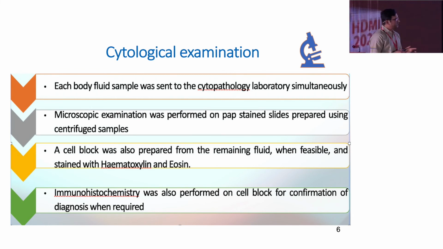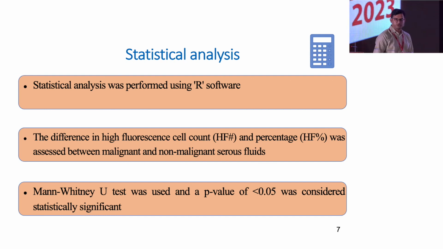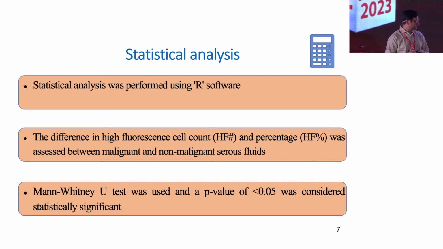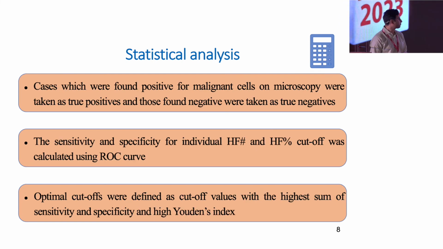Each sample was simultaneously sent to the cytopathology laboratory, where the microscopic examination was performed on Papanicolaou stained slides using centrifuged samples. A cell block was also prepared in cases when feasible, and immunohistochemistry was also performed on these cell blocks when required. Statistical analysis was then performed using R software, and the difference in high fluorescence cell count and percentage was assessed between malignant and non-malignant effusions. We used the Mann-Whitney U-test to determine the statistical significance, and a p-value of less than 0.05 was considered as significant.